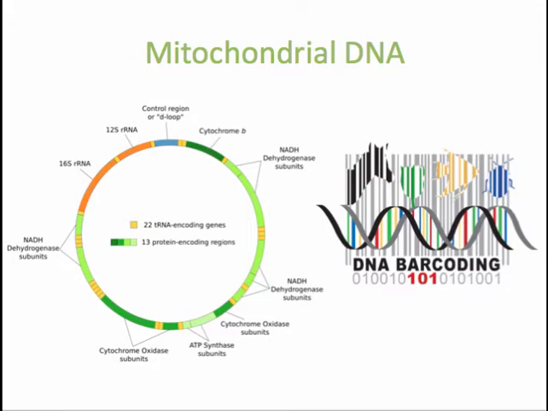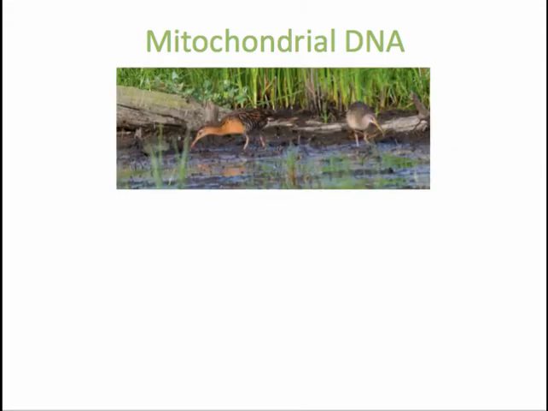When I talk about barcoding, what I mean is that we can identify different species using small segments of mitochondrial DNA. We take a short segment of the DNA and sequence it, and then compare the sequences, and we can ID species. So for example, I'm currently working on a project with two different species of rail. Here we have a picture of them.